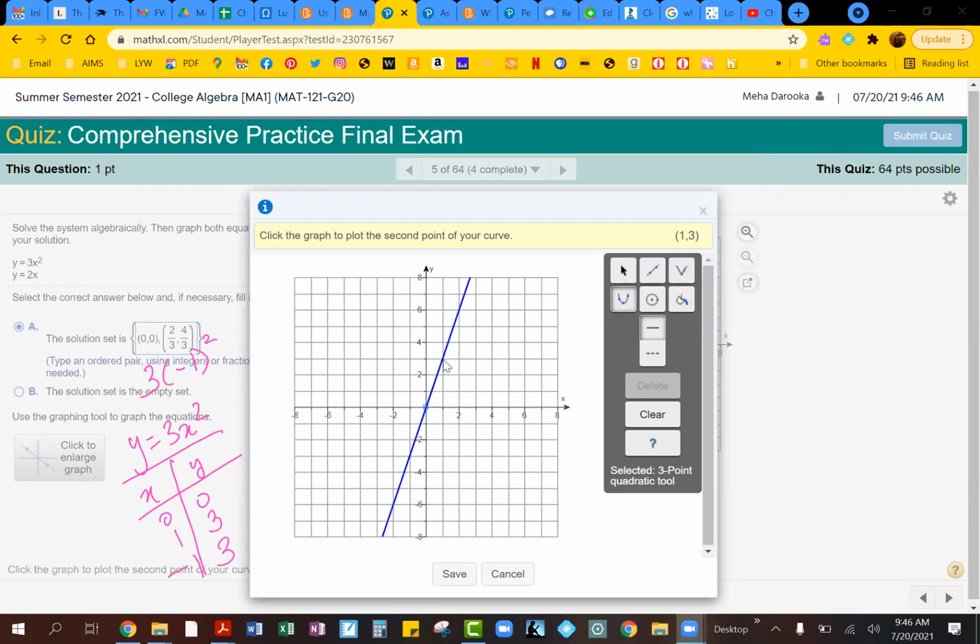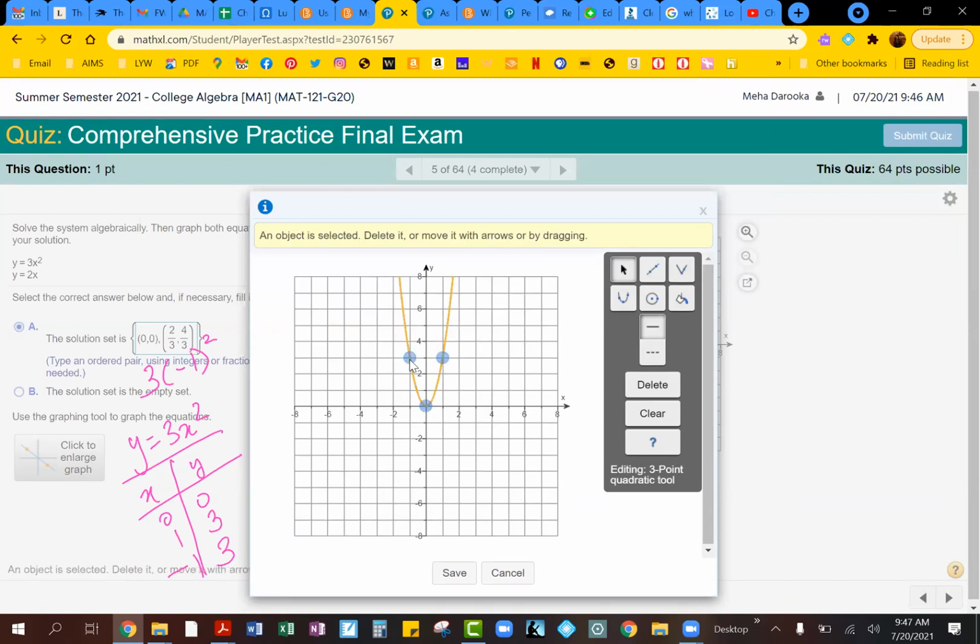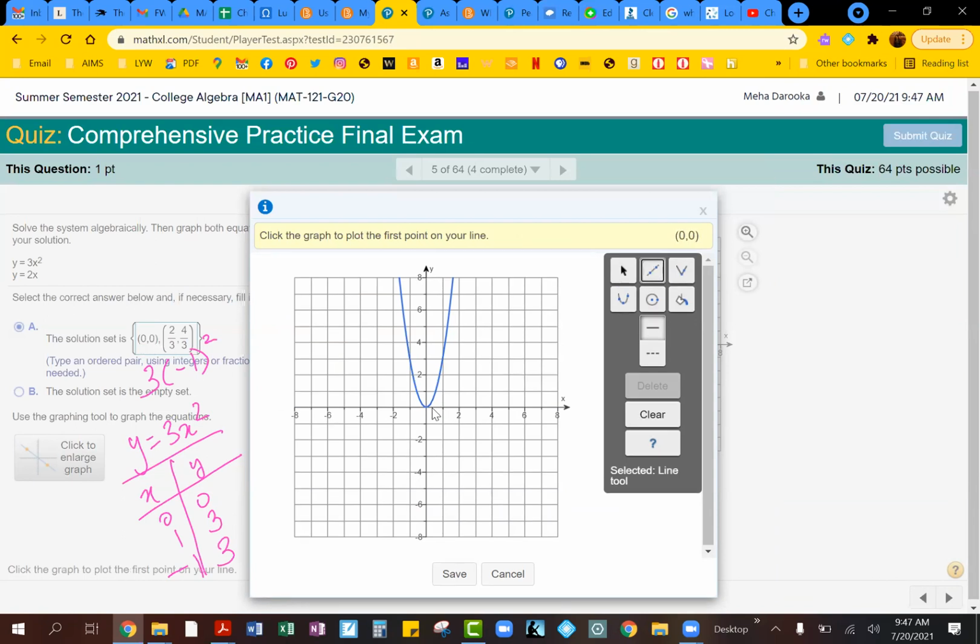So your ordered pairs are actually going to be +1 and +3 and -1 and +3. On the same graph, you're going to be graphing y equals 2x. So that's going to be a straight line. Again, we know the point 0, 0 is going to be one of the points on the line. And since this is y equals 2x, basically same thing you can do over here. You've got the 0, 0, and you can use 1, -1 again.